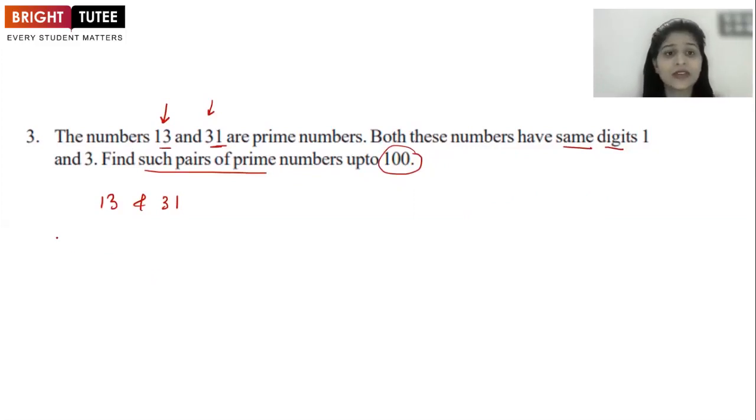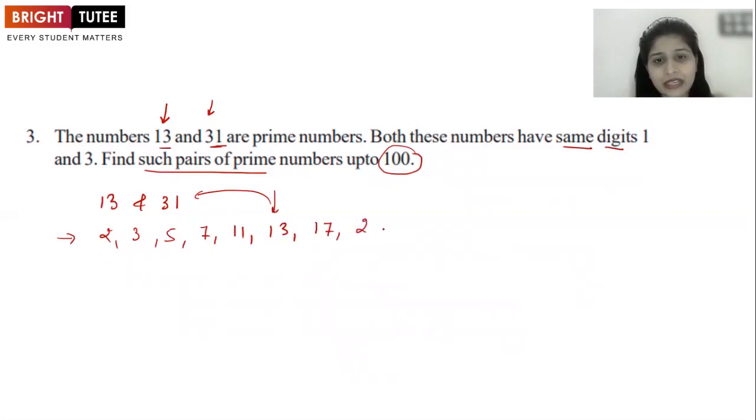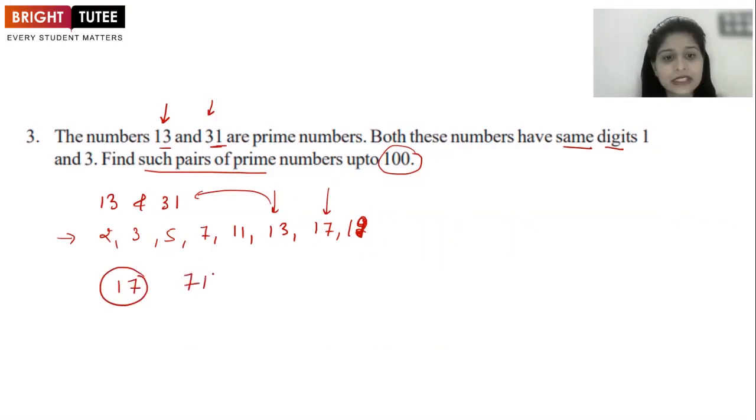So if you have a look at the prime numbers list up to 100, you will start writing it as 2, 3, but two-digit numbers should use the same digits. Then 5, then 7, then after 7 we have 11, 13. 13 we have already discussed, 31 is given. Then after 13 we have 17, then after 17 we have 19. So these are the prime numbers. You can write them down. After 13, if I try for 17, the reverse of 17, this is a two-digit number and it is using the digits 1 and 7. So if I reverse it, that will be 71.